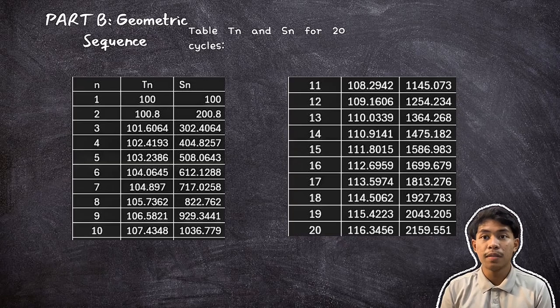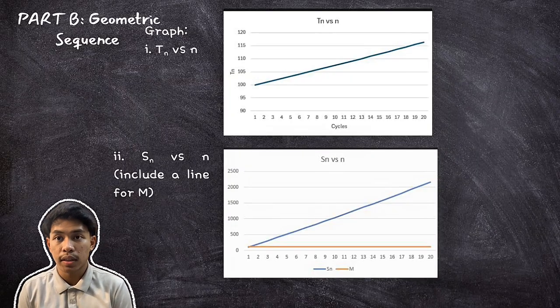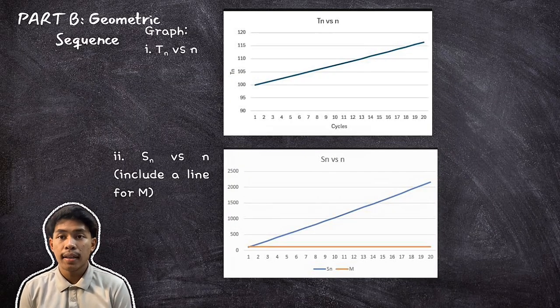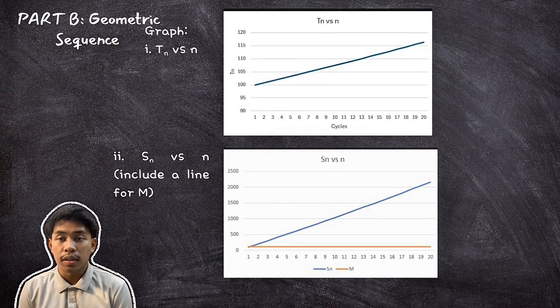So, this is the table for Tn and Sn for 20 cycles. This is the graph that I plotted using Excel for 20 cycles. The first graph is Tn versus n for 20 cycles, and the second graph is Sn versus n. It includes a line of the maximum allowable extension, that is M.